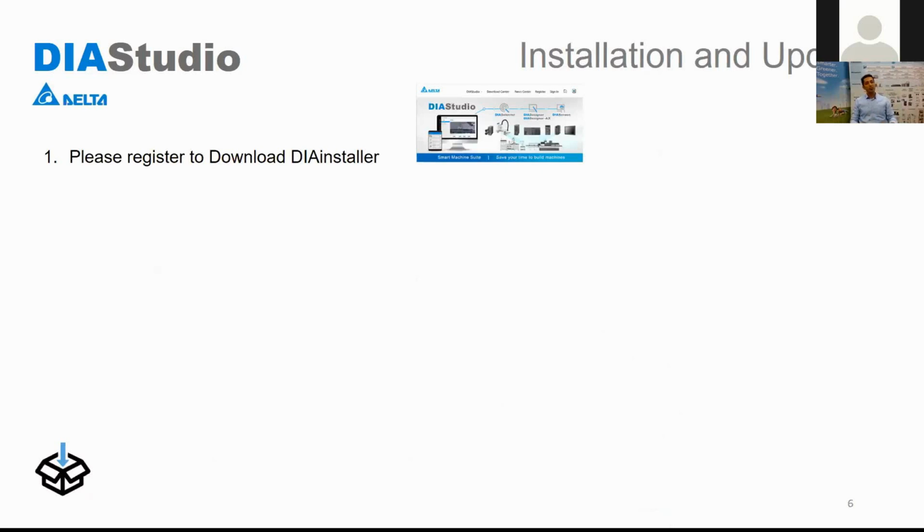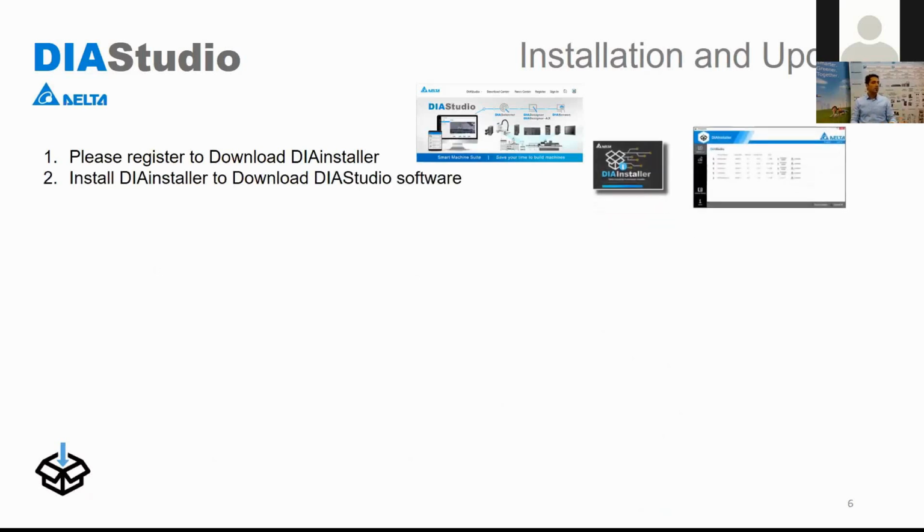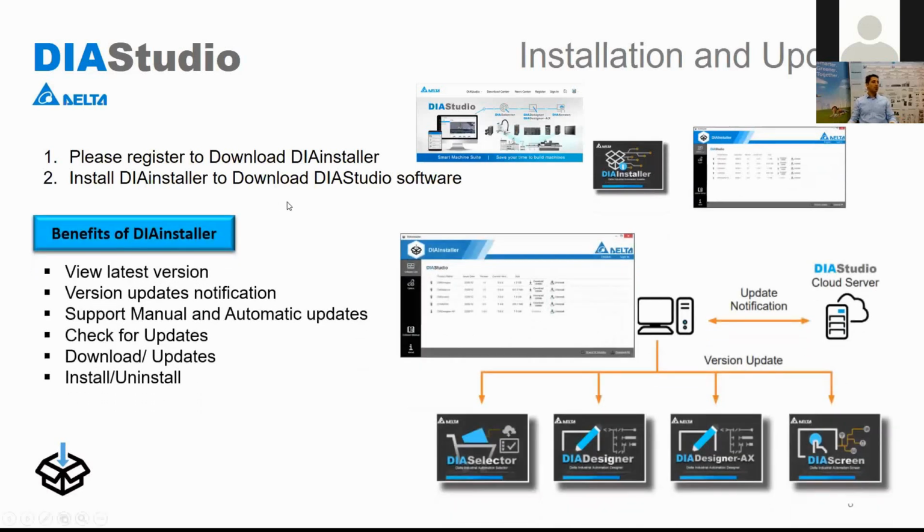So how to install and update? We already sent you an email on how to do it. We have a specific website for it. You download the installer, and when you download the installer, you see which components we have inside. The good thing is that it is centralized. So if there is any update in the software, we all receive it at the same time, and we will get the notification immediately. The idea is to see the latest version and update notifications, also centralized manual and automatic updates, etc.